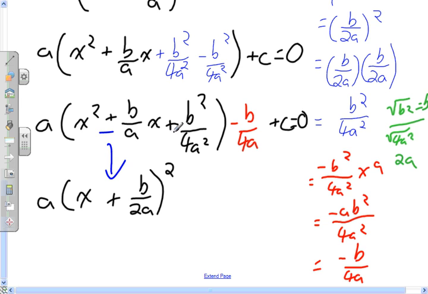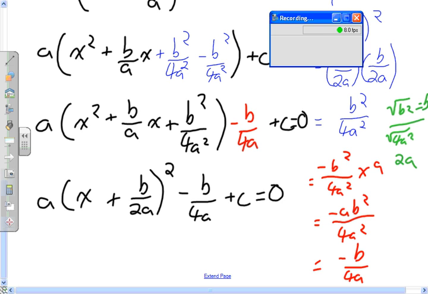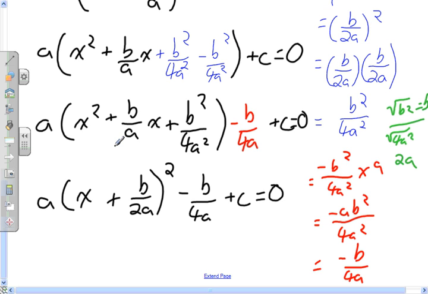So I've now simplified that bracket: a times (x plus b over 2a) squared. And on the outside, I still have negative b squared over 4a plus c equals 0. So in terms of completing the square, guys, we've pretty much gone as far as we normally go in our pattern. But in order to get this into the quadratic formula, I need to set this equal to x.